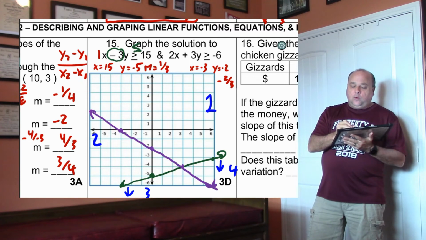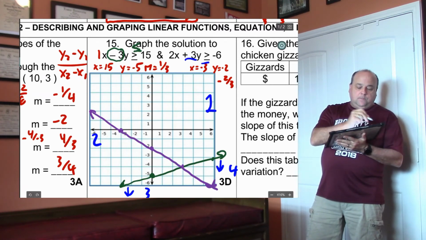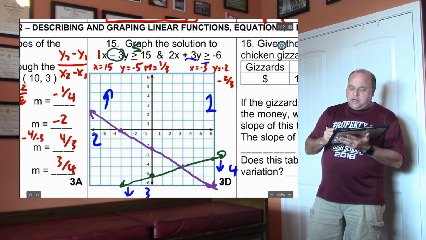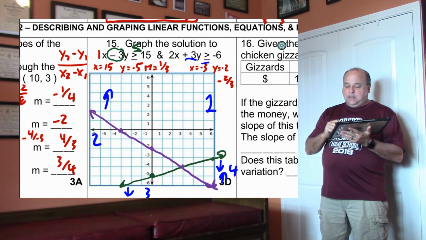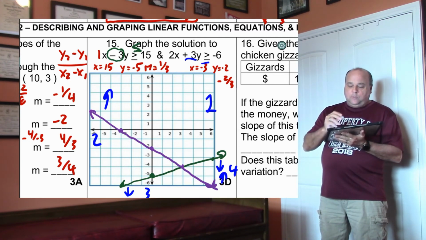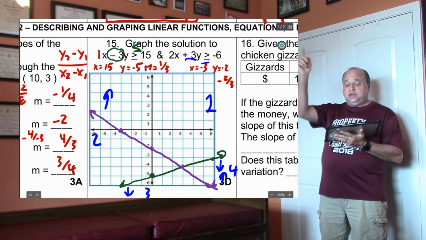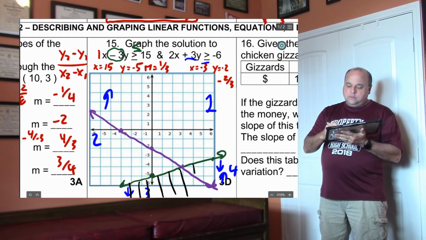Now then on this one, the y is positive and it's greater than, so we need to shade up. So the purple line will be shaded up, which eliminates part 2 and part 3, but not part 4. So part 4 would be double shaded. Now then to show this, the green line would be shaded down, and the purple line would be shaded up, wouldn't it?